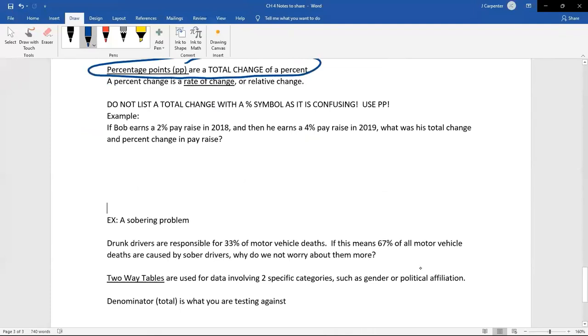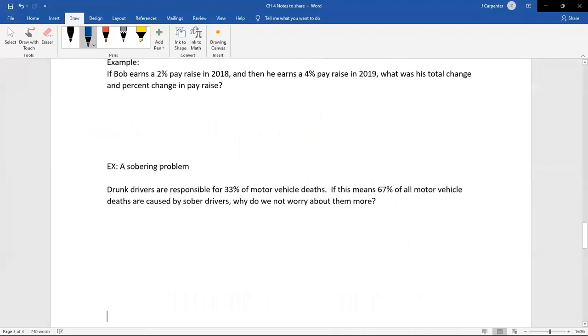All right, so this sobering problem, the thing I said that's just going to get our brainwaves firing, our cerebral cortex firing, however you want to say that. Drunk drivers are responsible for 33% of motor vehicle deaths. So this was a statistic I pulled up maybe a year and a half ago. So that means if drunk drivers are responsible for roughly 1/3 of motor vehicle deaths, that would mean that sober drivers are the cause of 2/3, roughly, or 67% of all motor vehicle deaths.